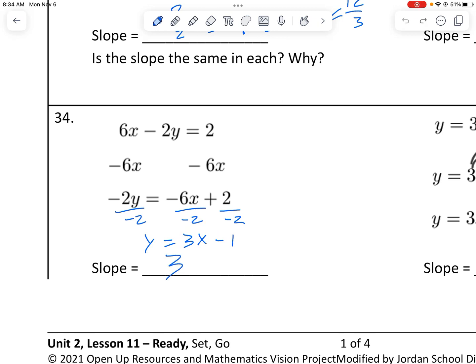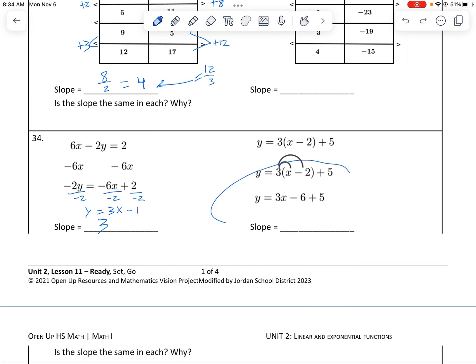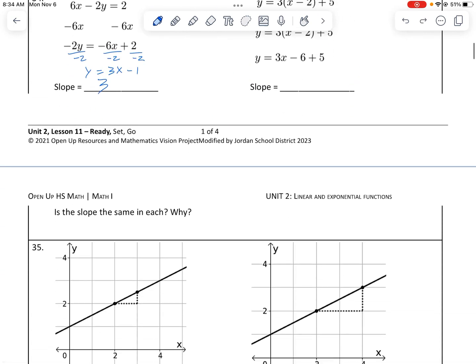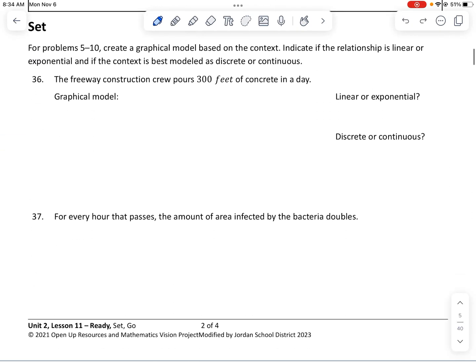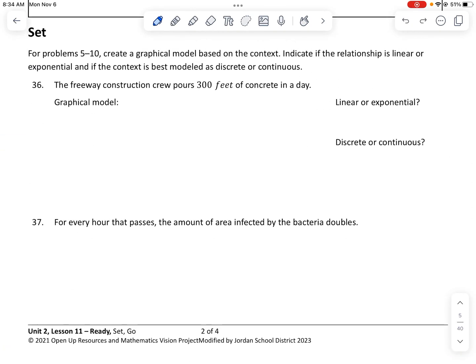Slope is always the number with x. So you're going to do a similar thing over here to simplify, see what slope you get. And don't forget, there's a question here, are those two slopes the same? So that's going on in the first section. In the next section, it says to create a graphical model based on the context. Here's a context. Indicate if it's linear or exponential, and if the context is best described by discrete or continuous.